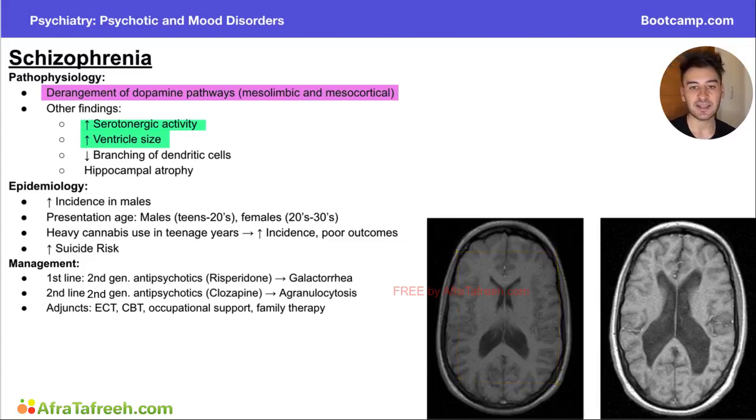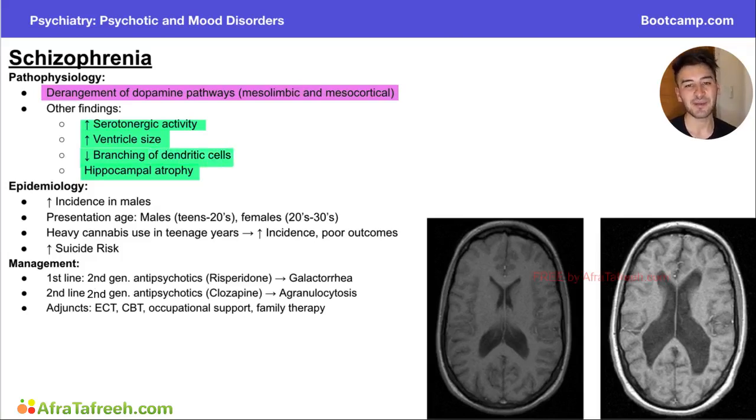As opposed to the schizophrenia patient, which is going to be on the right, you notice that this is a much larger ventricle, and this ventriculomegaly, the fancy word for large ventricles, is going to be an associated imaging finding of schizophrenia. Another gross finding that you may see on imaging or hear mentioned on test day is going to be hippocampal atrophy. And then in terms of changes at a cellular level, we're going to see decreased branching of dendritic cells within our patients with schizophrenia.